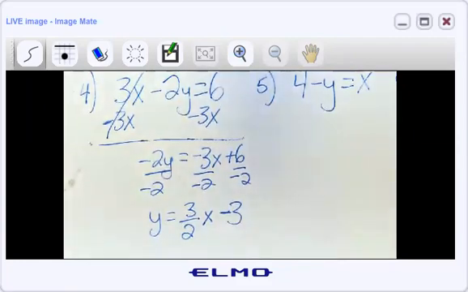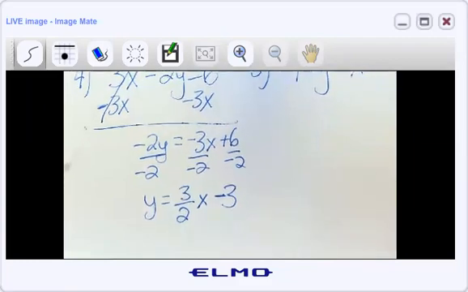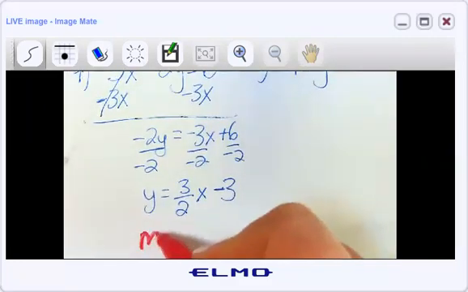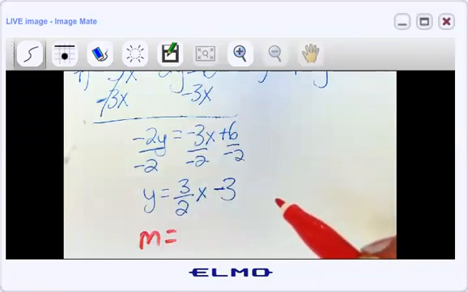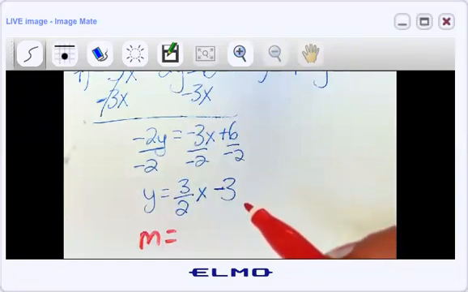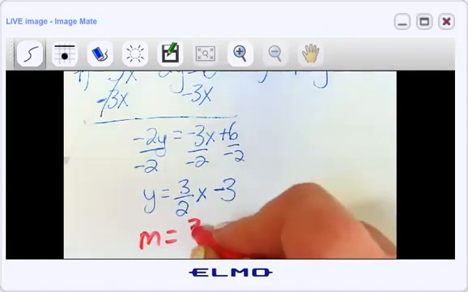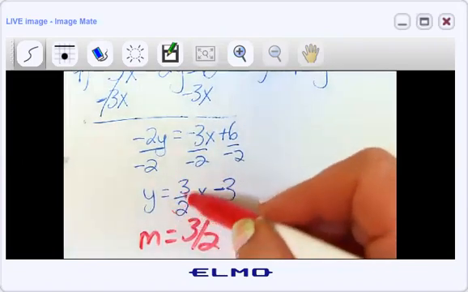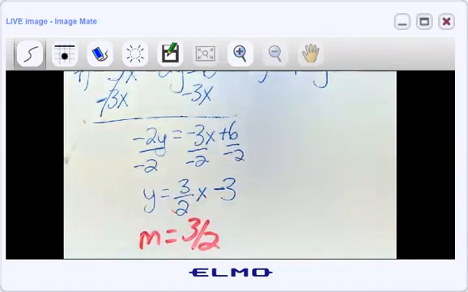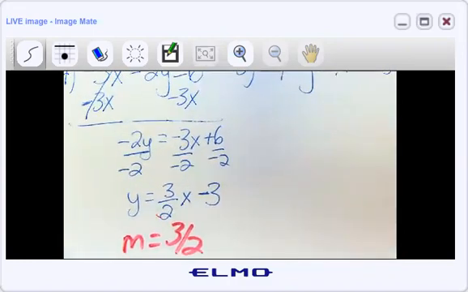My answer is what? What is the slope? Three halves. Yes, 3/2. Right? Because that's my goal. I'm trying to figure out what that slope is. And it's always just that number in front of the x once I get it written in this form. Perfect. So check your work. Hopefully you got 3/2 for that one.